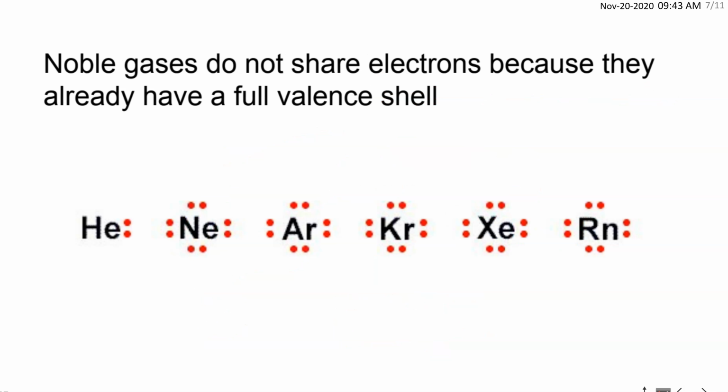Now, noble gases do not share electrons because they already have a full valence shell, and since they have a full valence shell, they are energetically stable, which is why they are non-reactive.